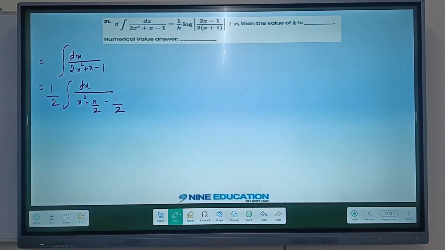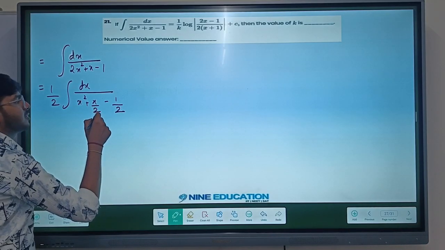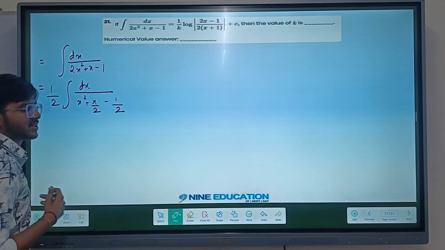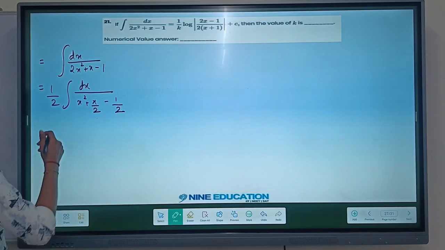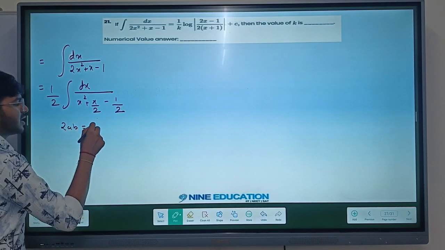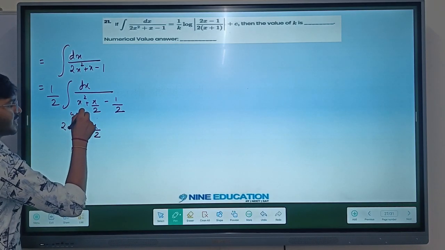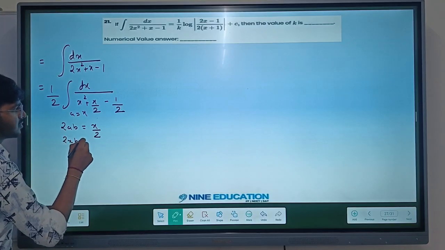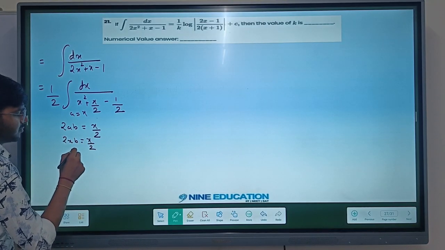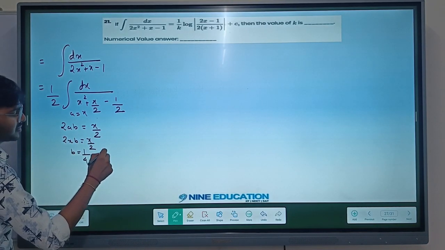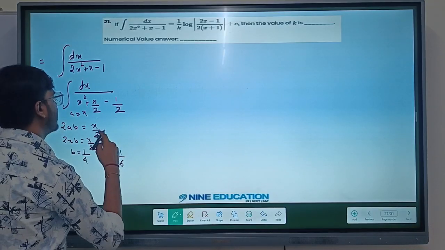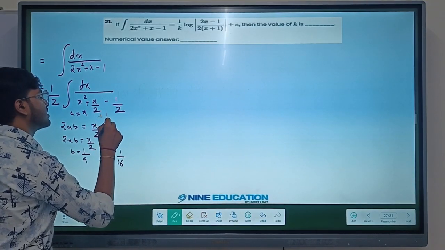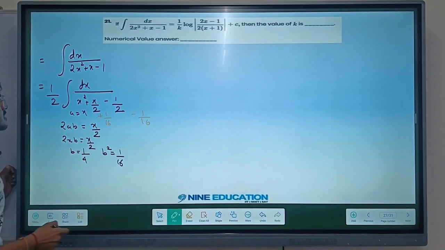So how to solve this? Completing the square method. So x square plus x by 2 is there. So 2ab should be equal to x by 2, where a is x. So 2xb is equal to x by 2. So b value is 1 by 4 and b square is 1 by 16. So what will I do? I'll add 1 by 16, I'll subtract 1 by 16.